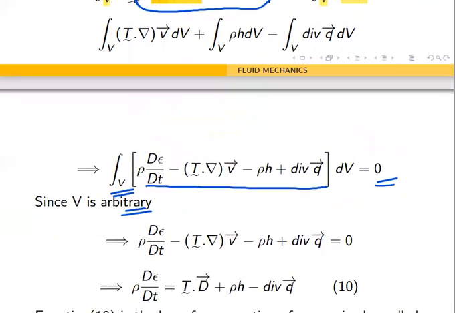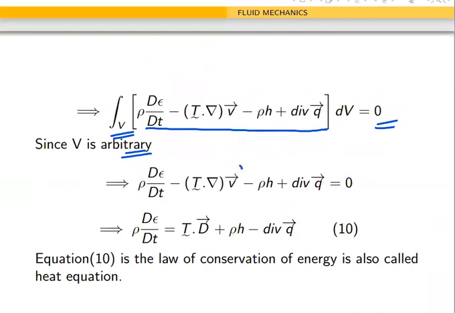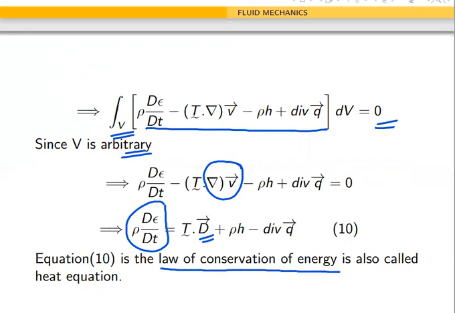The integrand is this, and in the next step we have taken gradient V as D. Taking all the minus terms, only this remains on the LHS, and the remaining on the other side. That is called equation 10. This is the law of conservation of energy, also called the heat equation, or the energy equation. This is the derivation of the energy equation.